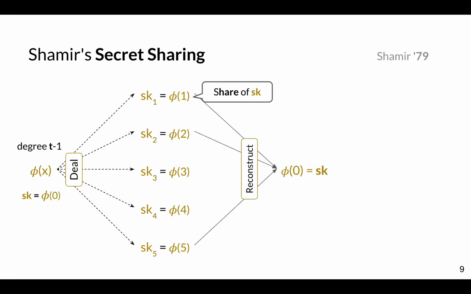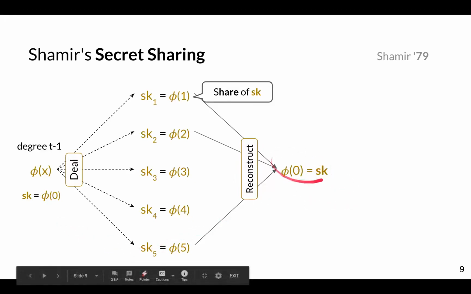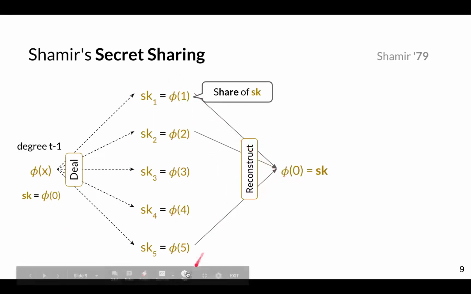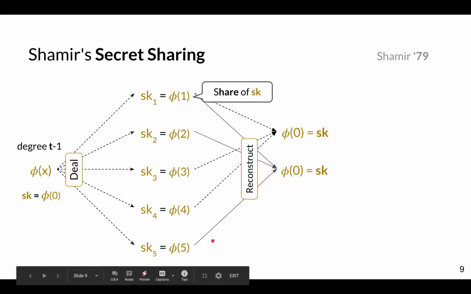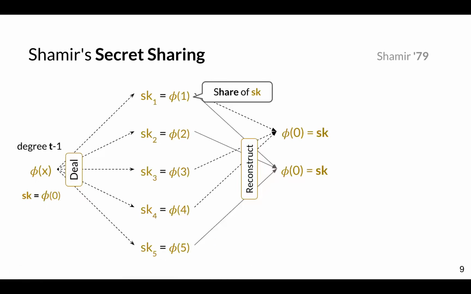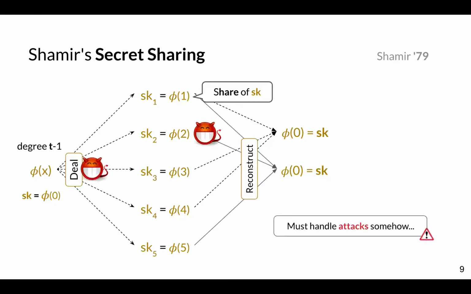And now for the reconstruction, you have a subset of T players, and they send their share to a reconstructor, and the reconstructor can use Lagrange interpolation to actually recover the secret key SK by interpolating phi of 0 from these evaluations of phi at 1, 2, and 5. And in fact, it doesn't matter what subset you use. Any subset you use will always lead to the correct secret key SK.